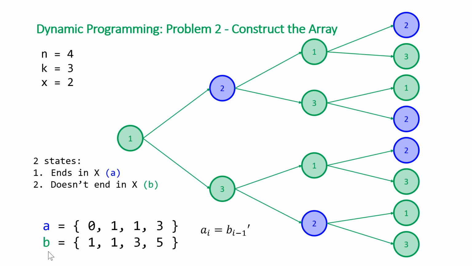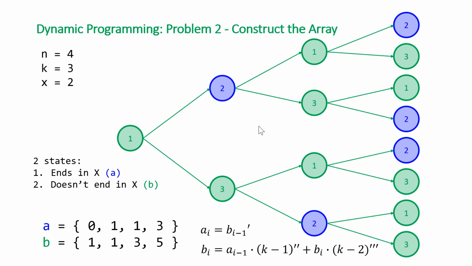And then how do we construct B? We have this formula here, which looks a bit complicated, but it's actually pretty straightforward to come up with this just by looking at what we have. So we figured out how to calculate the number of arrays ending in x. So how do we calculate the number of arrays not ending in x?